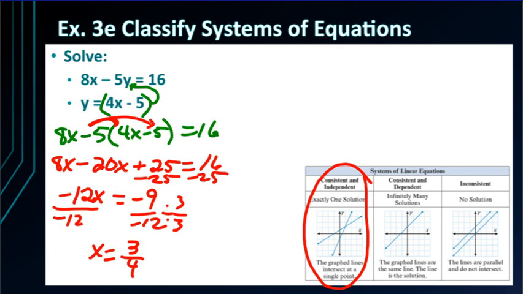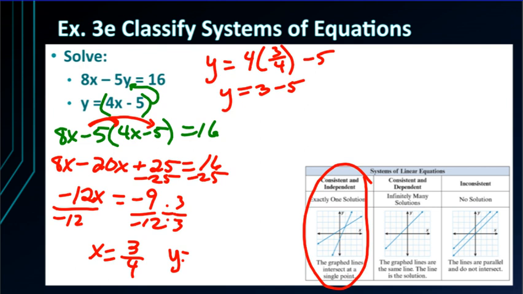I can now solve for y. Substituting 3/4 for x, I'll put that in for this one. So y equals 4 times 3/4 minus 5. 4 times 3/4 would give us 3. 3 minus 5. Y would equal a negative 2. So there would be our answer.